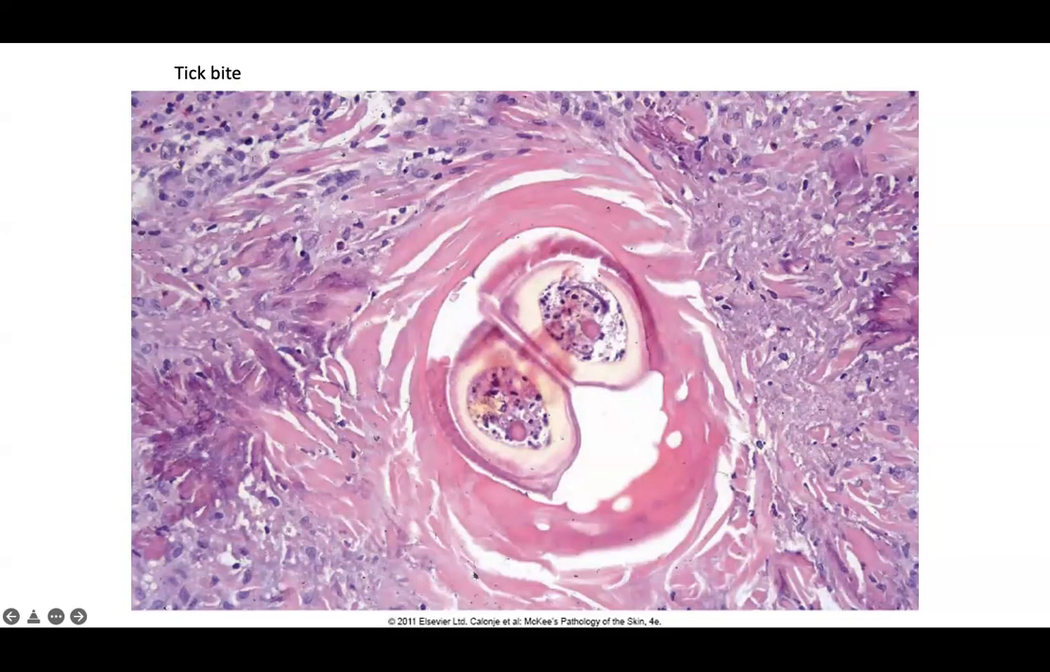Here's an example of a tick bite. You see the retained tick parts here in section. You may only get fragments of these little yellow, thick areas of the tick. So be able to recognize various fragmented tick parts as well, and then the surrounding granulomatous or lymphohistiocytic inflammation around the tick.